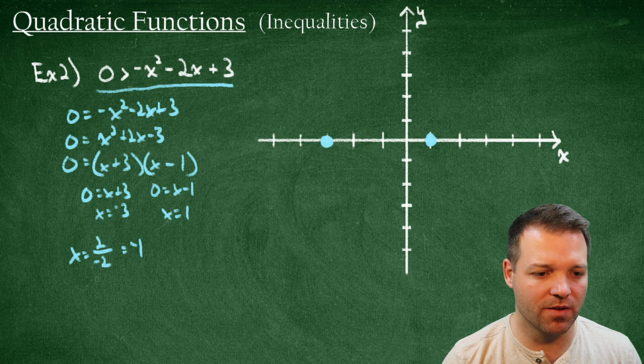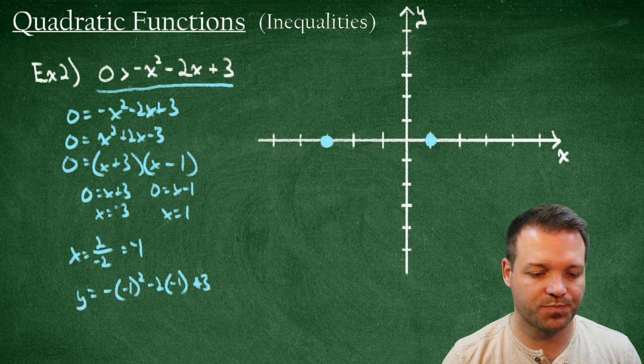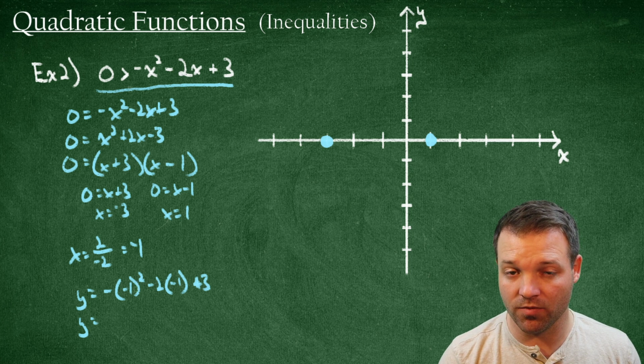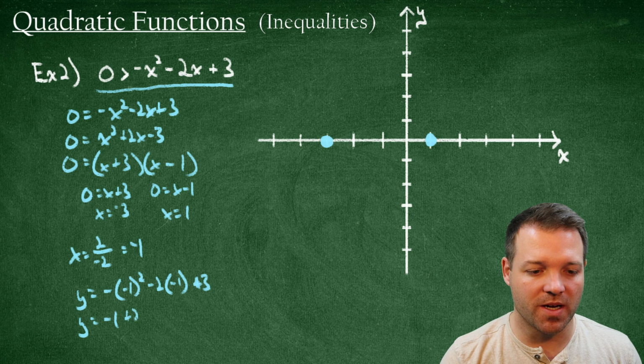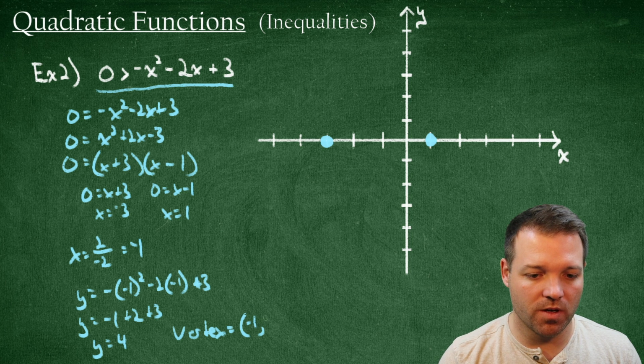And if I plug in negative 1, let's go ahead and plug that into the original. So y is going to be equal to negative 1 squared minus 2 times negative 1 plus 3. Which means that y is equal to, well, negative 1 squared is positive 1. Negative 1 times negative 1 is positive 1. But then I have to multiply it by that negative out front. So that is still negative 1. And then negative 2 times negative 1 is positive 2 plus 3, which means that y is equal to negative 1 plus 5, which is positive 4. So the vertex is equal to the x value of negative 1 and the y value of positive 4.